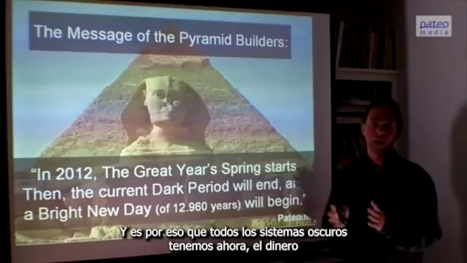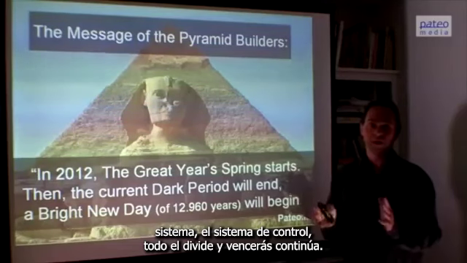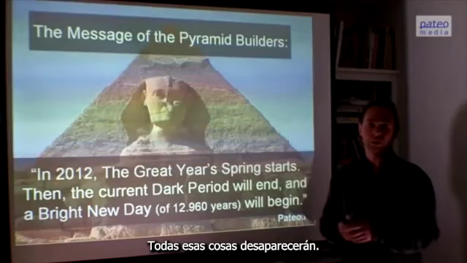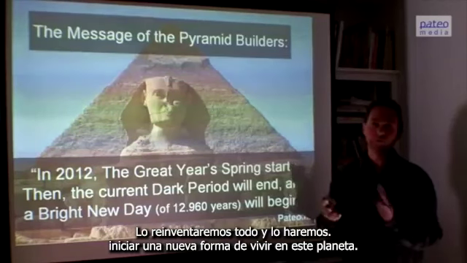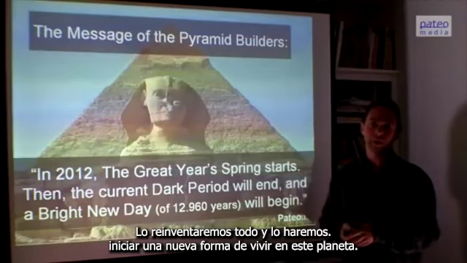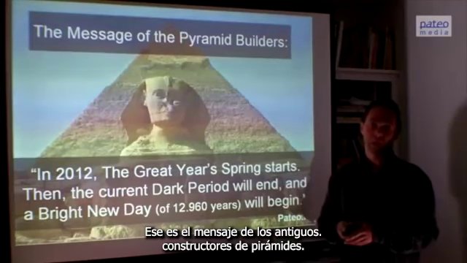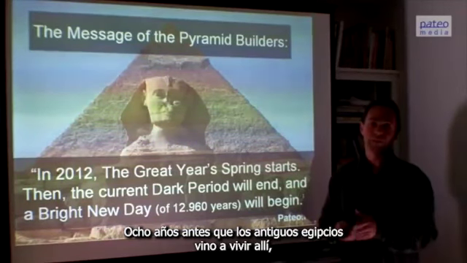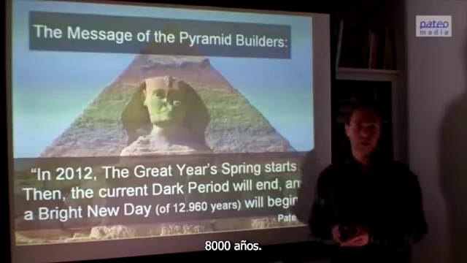And that is why all the dark systems we have now, the money system, the control system, all the divide and conquer that is going on, all those things will disappear. We will make a full new start. We will reinvent everything and we'll start a new way of living on this planet. That is the message of the ancient pyramid builders. 8,000 years before the ancient Egyptians came to live there.